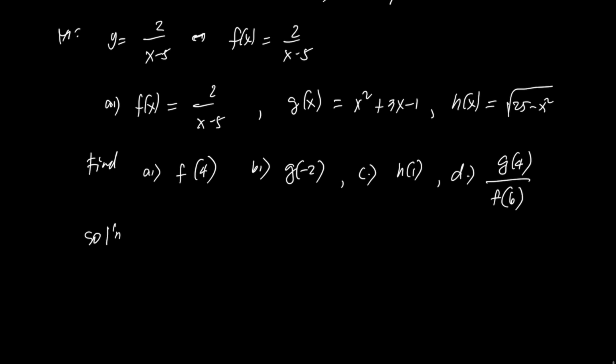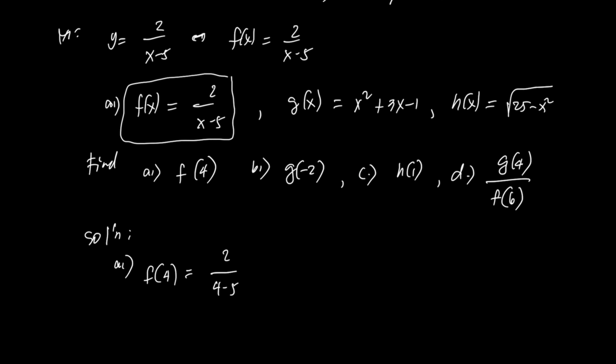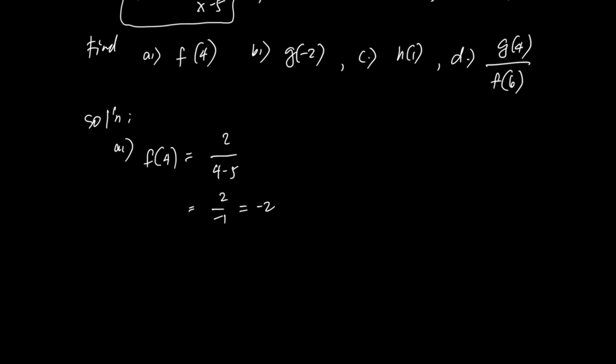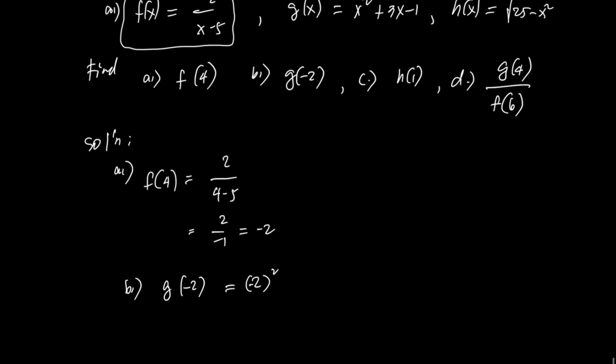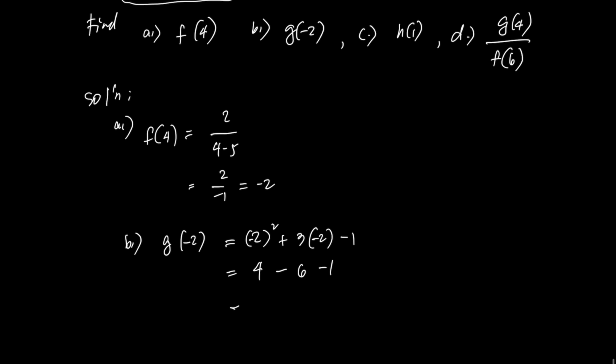So how do you solve this? Solution for a: f of 4, meaning we are finding f of x where x is equal to 4. Substituting 4 for the variable x, we have 2 over 4 minus 5, which is 2 over negative 1, equals negative 2. So that's our f of 4. Then for letter b, g of negative 2 is equal to negative 2 squared plus 3 times negative 2 minus 1, which is 4 minus 6 minus 1. So 4 minus 6 is negative 2, minus 1 is negative 3.